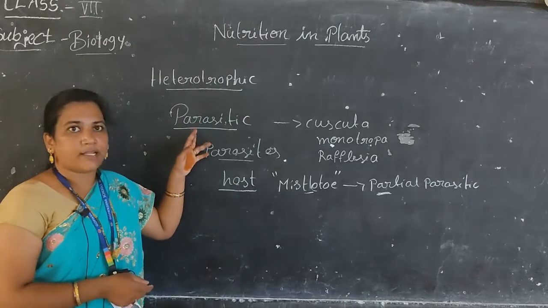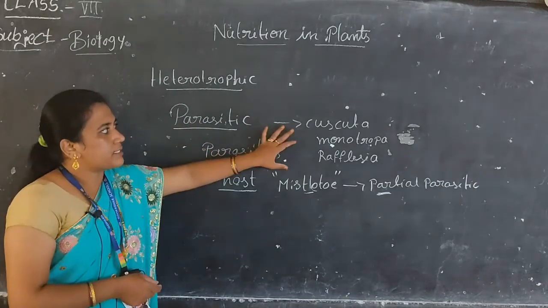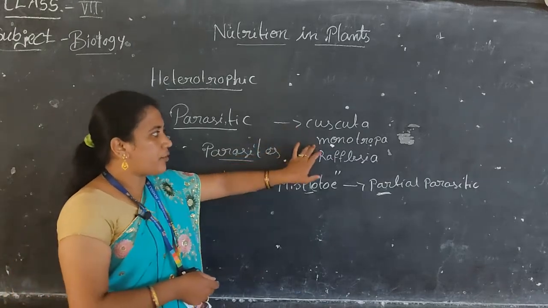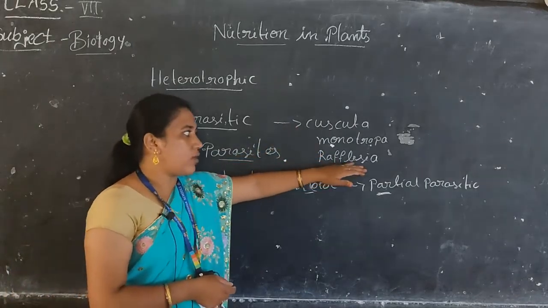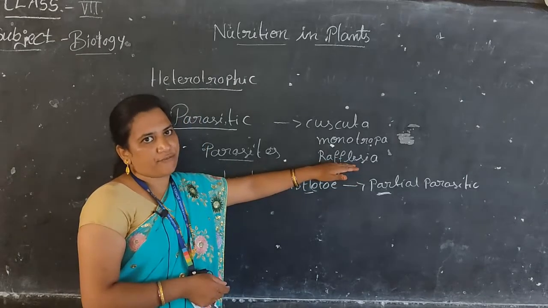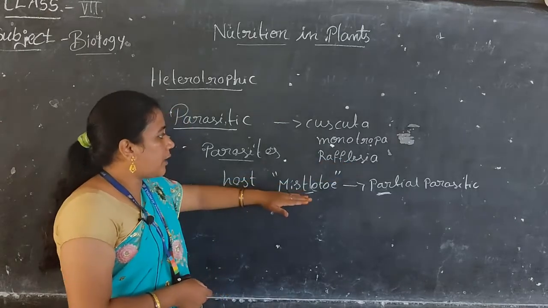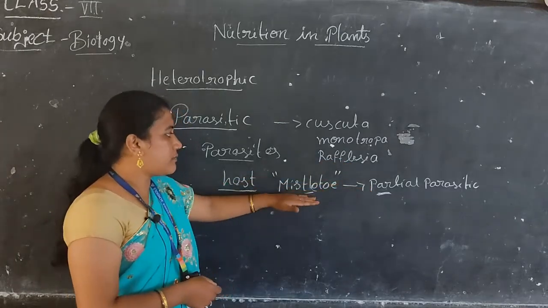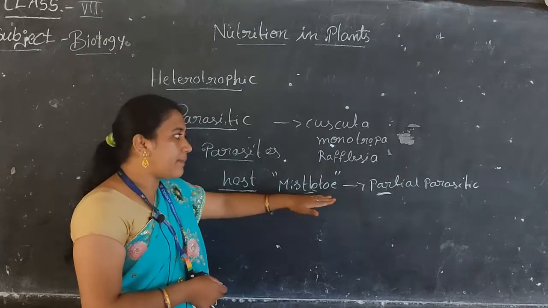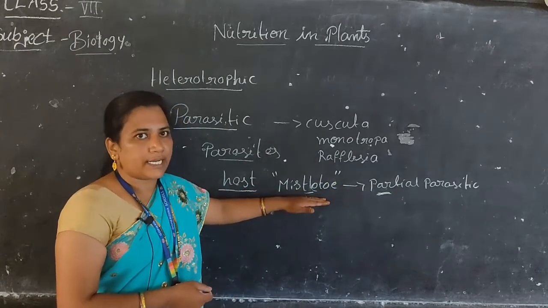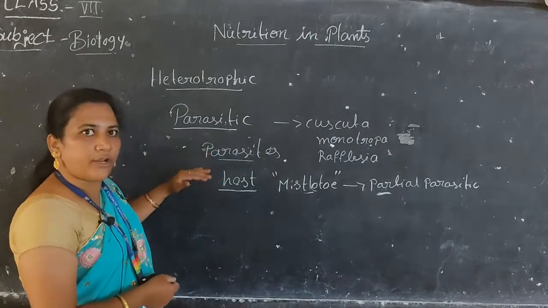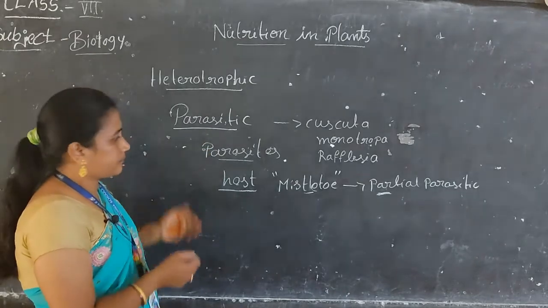So in this parasitic mode of nutrition, Cuscuta is an example. We can take Cuscuta as an example. So Cuscuta, Monotropa, Rafflesia. Rafflesia has the largest and heaviest flower. Coming to the parasitic mode of nutrition, mistletoe is also a parasitic plant. They depend on other plants only for water and minerals. This is about the parasitic mode of nutrition.